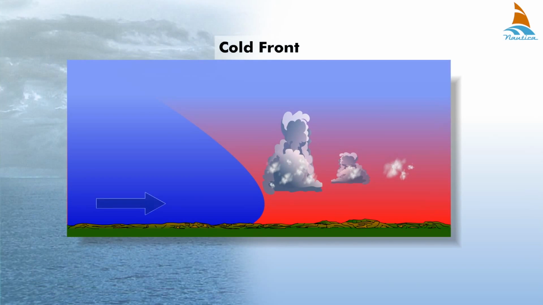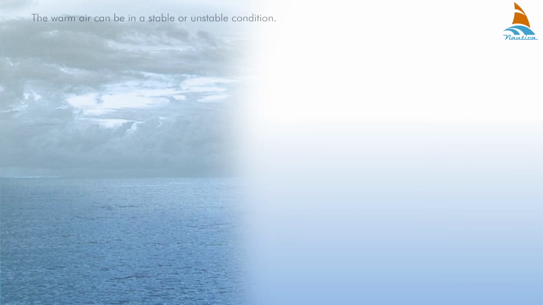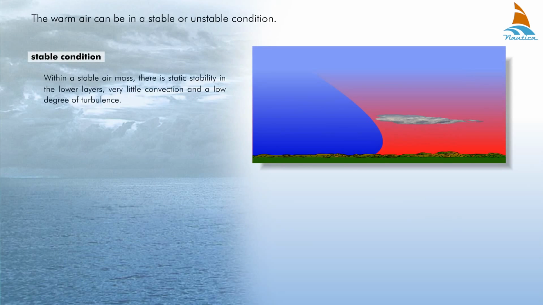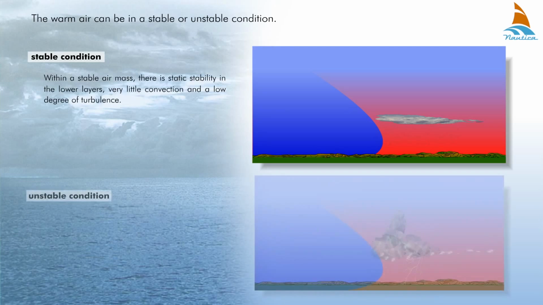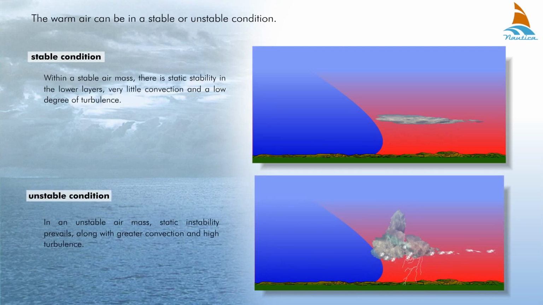A cold front occurs when a cold air mass replaces a warm air mass. Because the cold air is denser and heavier than warmer air, the wedge of cold air pushes under the warm air, lifting it up. The warm air can be in a stable or unstable condition. Within a stable air mass, there's static stability in the lower layers, very little convection, and a low degree of turbulence. In an unstable air mass, static instability prevails, along with greater convection and high turbulence.